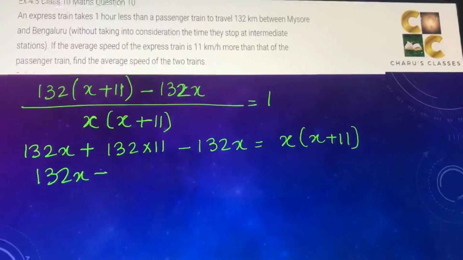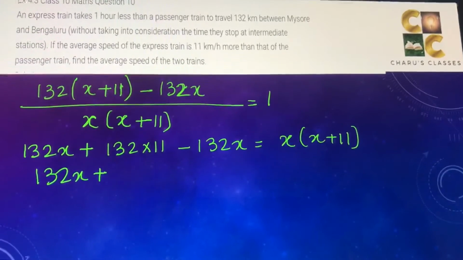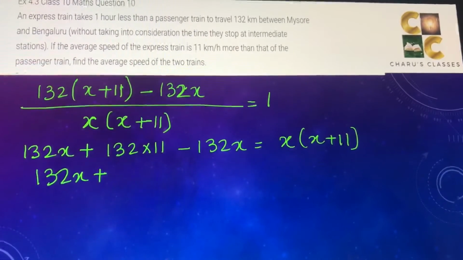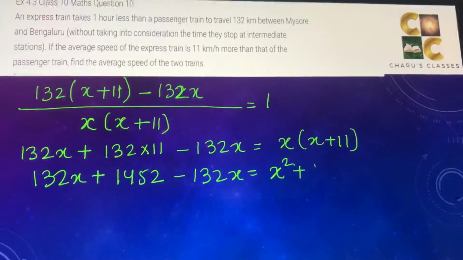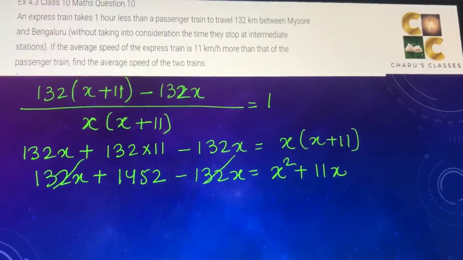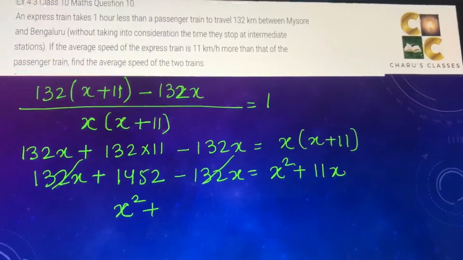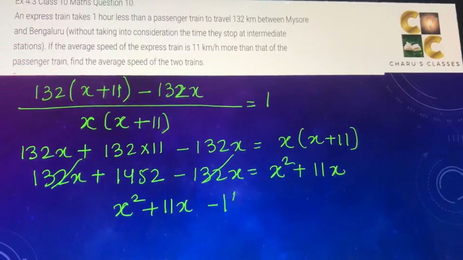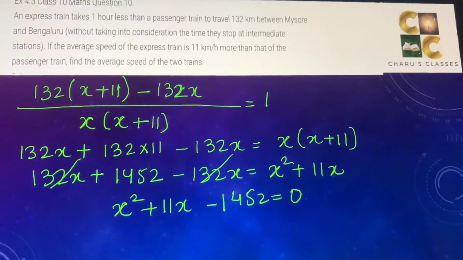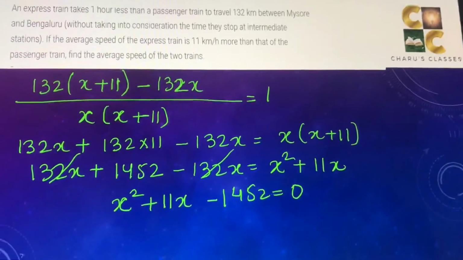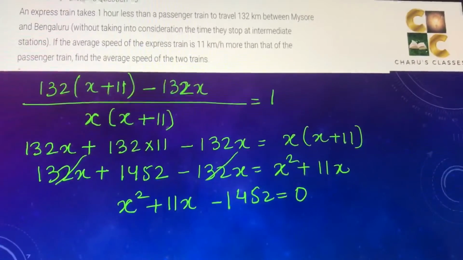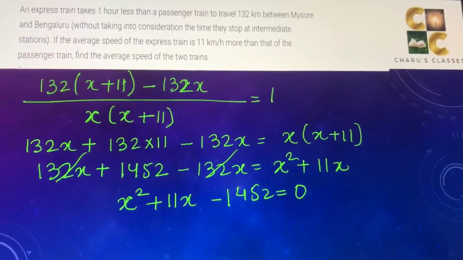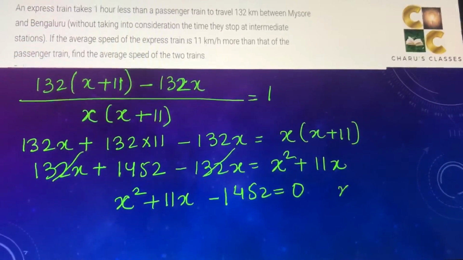So we have 132x plus 132 into 11, that is your 1452, minus 132x is equal to x square plus 11x. These two cancel. The equation we are getting is x square plus 11x minus 1452 is equal to 0. We make factors of 1452 such that the middle term should come as 11x. So it is coming as 44x minus 33x.